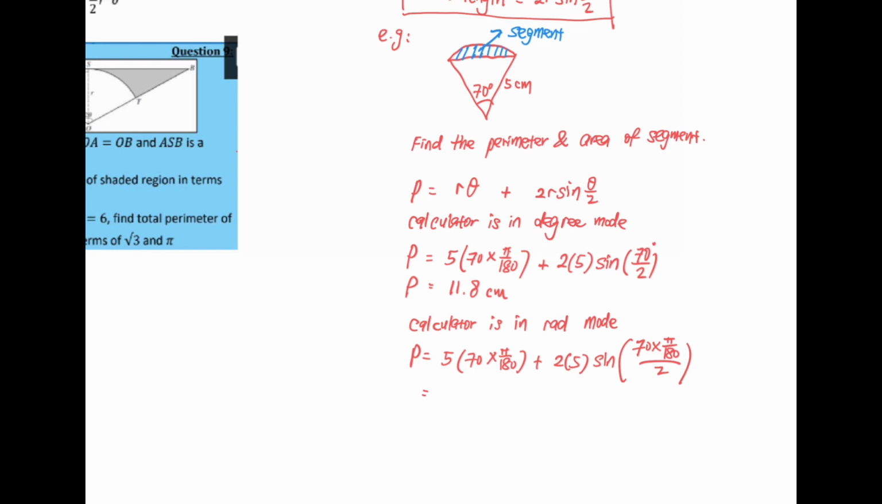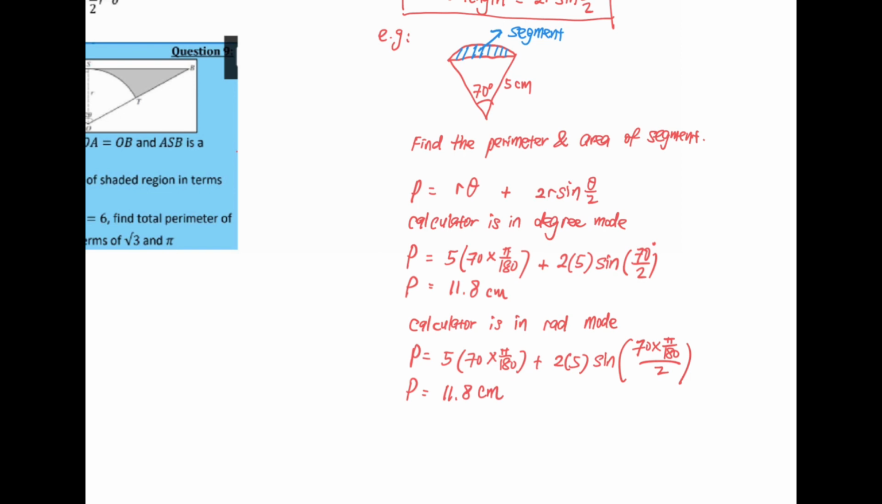Okay, let's say I change to radian mode, then I press calculator, times pi over 100. Okay, you will get the same answer, 11.8 cm. So that is the perimeter. So now let's talk about the area then.